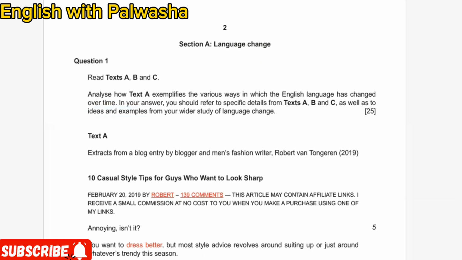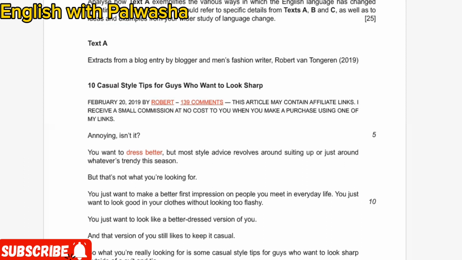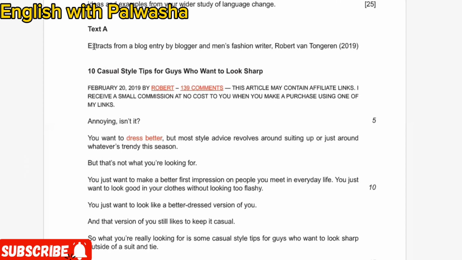Okay, so let me just scroll down and let's give a reading to this text, and then we are going to go towards the written task. Text A is basically an extract from a blog entry by a blogger and men's fashion writer, Robert Van Tongeren. Okay, so when we are writing the writing piece, let me write it here, we need to give the reference of the person whom we are writing about, all right? This is something very important, that when we are writing, we have to mention the name of the person in the text as well, who wrote this blog, basically. Okay, this is something very important.